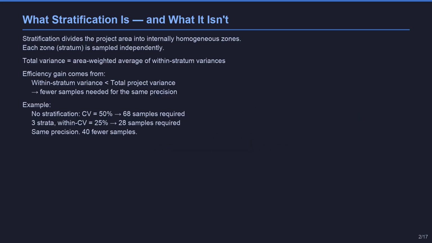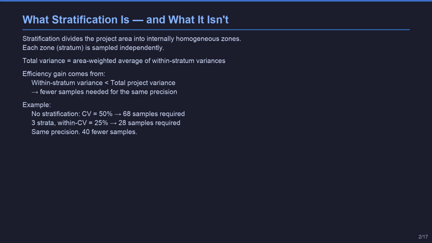Stratification divides the project area into internally homogeneous zones before sampling. Each zone, each stratum, is then sampled independently. The total variance of the SOC estimate is the area-weighted average of within-stratum variances. When within-stratum variance is lower than total project variance, you need fewer samples to achieve the same precision.